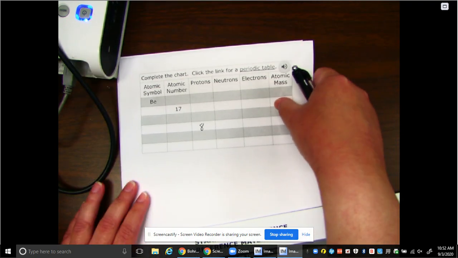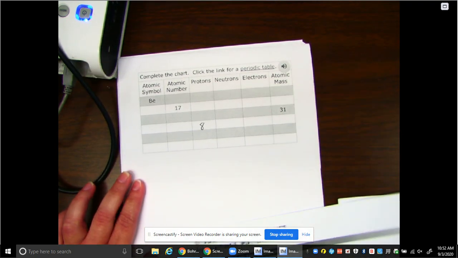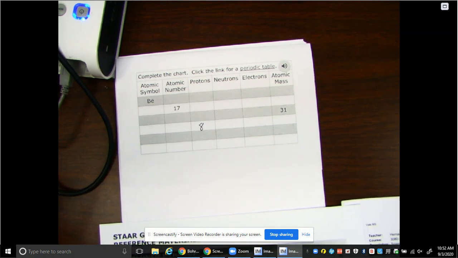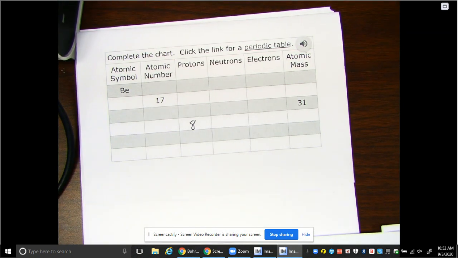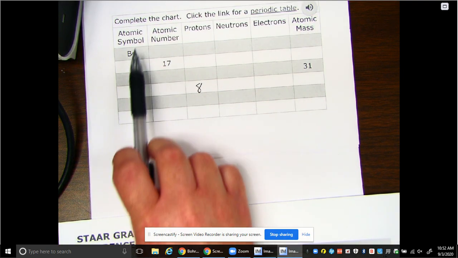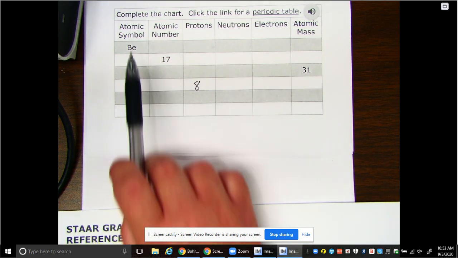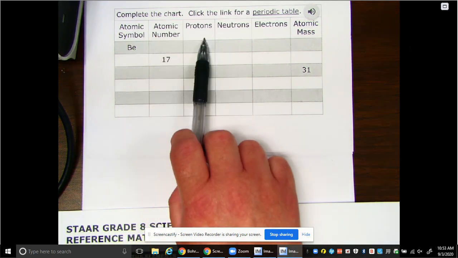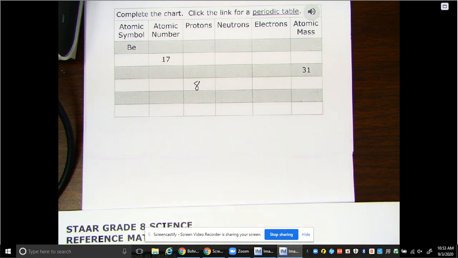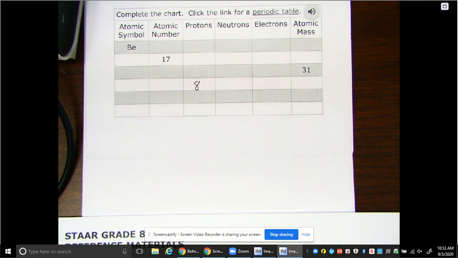So I'm going to start by looking up some information on my periodic table. Okay, now I need to find all these different parts here. I need to find my atomic symbol, my atomic number, my protons, my neutrons, my electrons, and my atomic mass. And I'm going to use the process of APE Man.